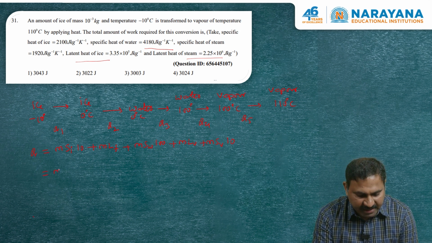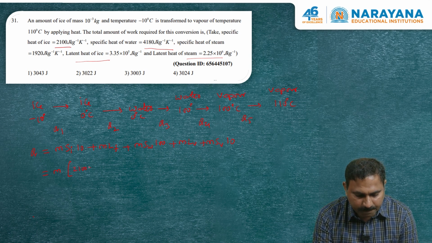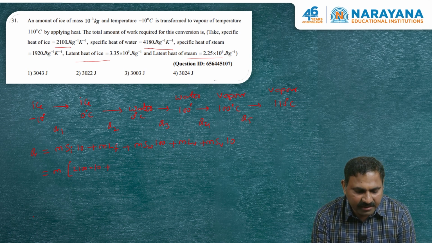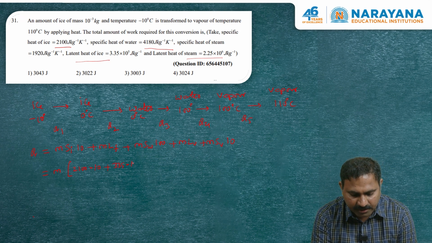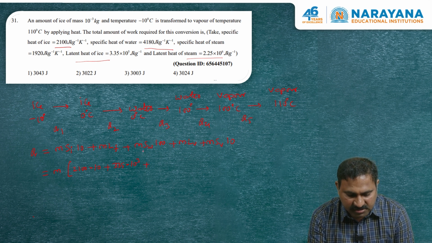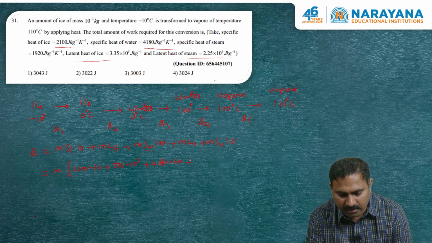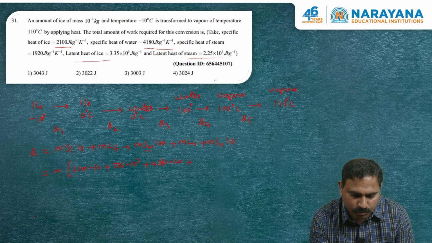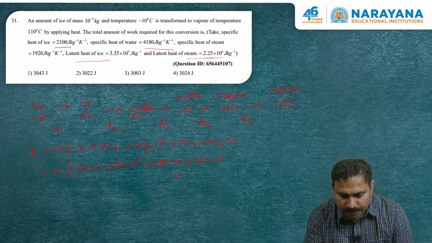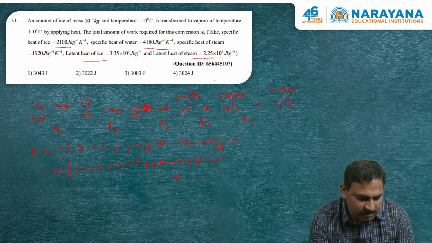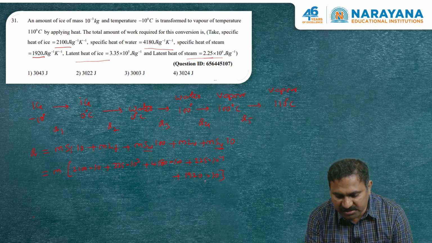In all these expressions taking m common, specific heat of ice given is 2100 into 10 plus latent heat of fusion 3.35 into 10 power 5. Let me write this as 335 into 10 power 3 plus specific heat of water 4180 into 100 plus latent heat of vaporization 225 into 10 power 4 plus specific heat of vapor given is 1920 joule per kg Kelvin into rise of temperature 10.